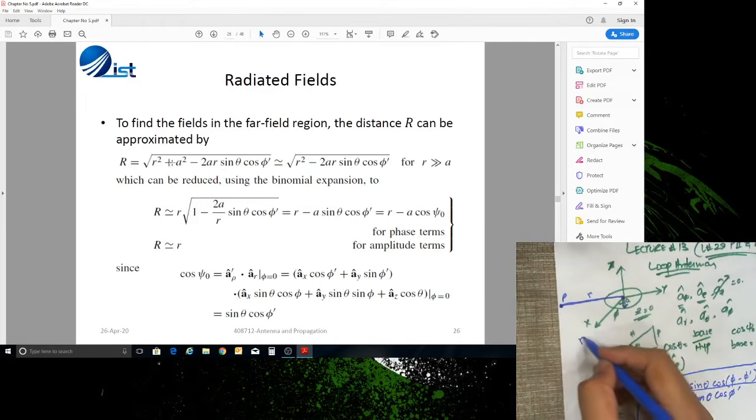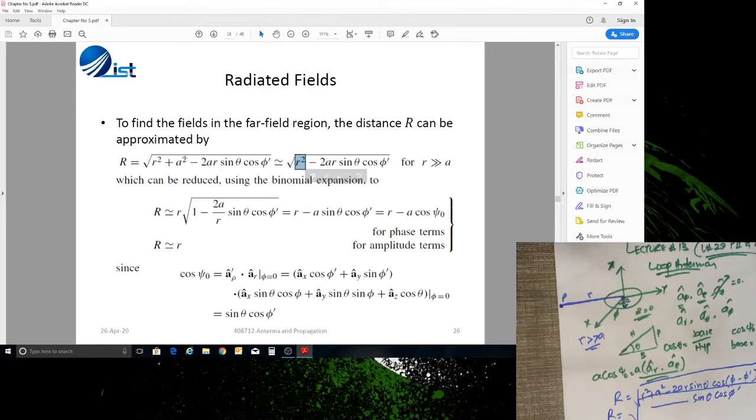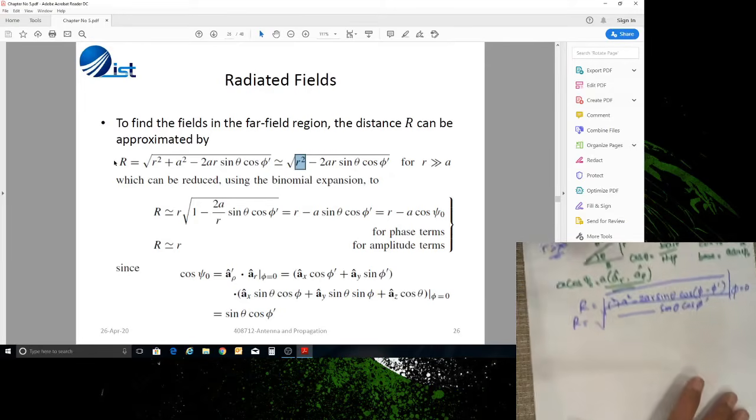So in this particular case r will be greater than a. If r is far greater than a, as written over here, then r square plus a square can be approximated by r square only. So you don't have to consider a square in this case. So r square minus 2ar sin theta cos phi can be the approximation of capital R.